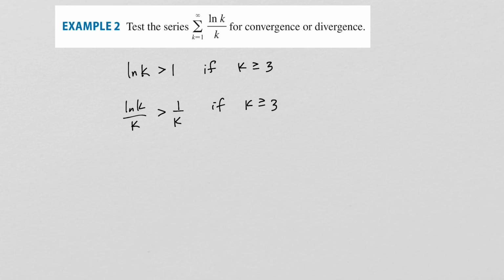But that means that this series, k equals 3 to infinity of the natural log of k over k, is going to be bigger than the series k equals 3 to infinity of 1 over k.